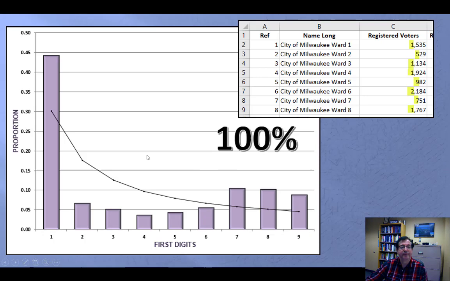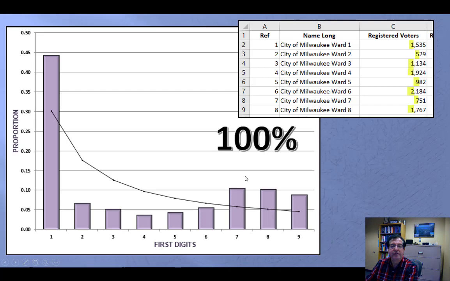Under Benford's law, I expect 30.1% of my numbers to start with a 1. I expect 17.6% to start with a 2. I expect 12.5% to start with a 3, and the poor old 9 only expected as a first digit 4.6% of the time. Indeed, we can see no high first digits here. Oh, there is a 9. This is 100% of the data. I have analyzed the digit patterns of the wards. Lots of first digit 1s, lots of 7s, 8s, and 9s, as expected from this graph over here.